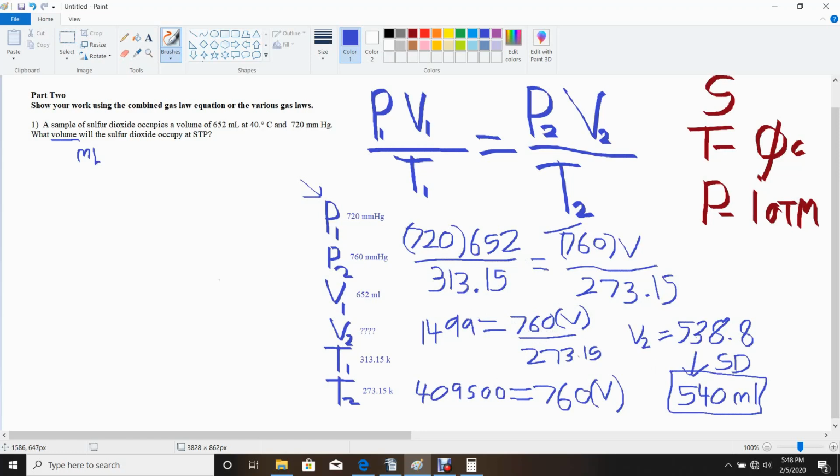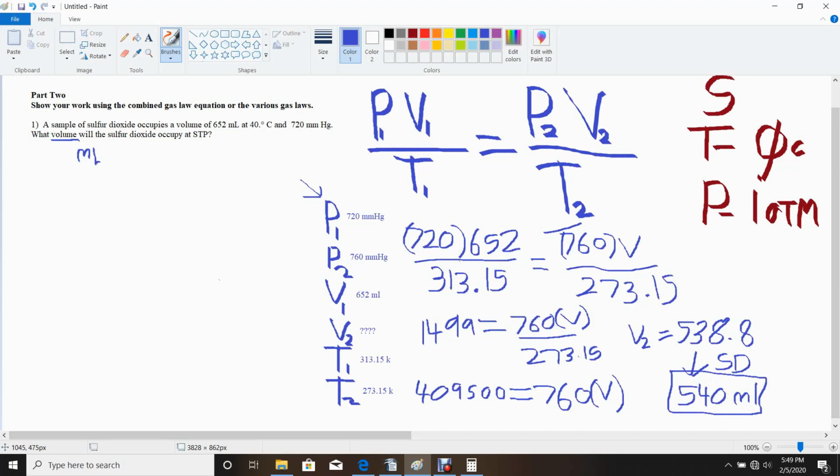Eventually you are going to get a volume 2 of 538.8. And then if you look at the significant digits that the problem gives us to start with, the most we can give for an answer is 2 because we only have 2 going in. So our answer is going to be 540 milliliters. 540 milliliters. So that is a quick example on doing a combined gas law problem.